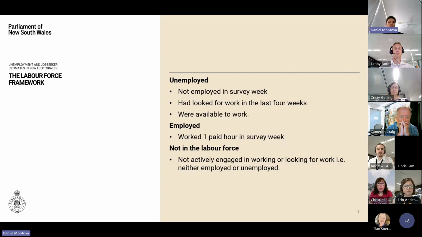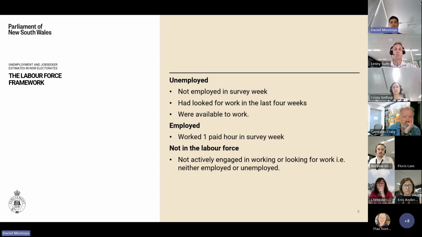This framework divides all people aged 15 and over into three groups. To be counted as unemployed, a person must not have been employed during the week they were surveyed, they had to have looked for work in the last 4 weeks, and they must have been available to start work immediately. The ABS considers a person to be employed if they worked at least 1 paid hour in the survey week.